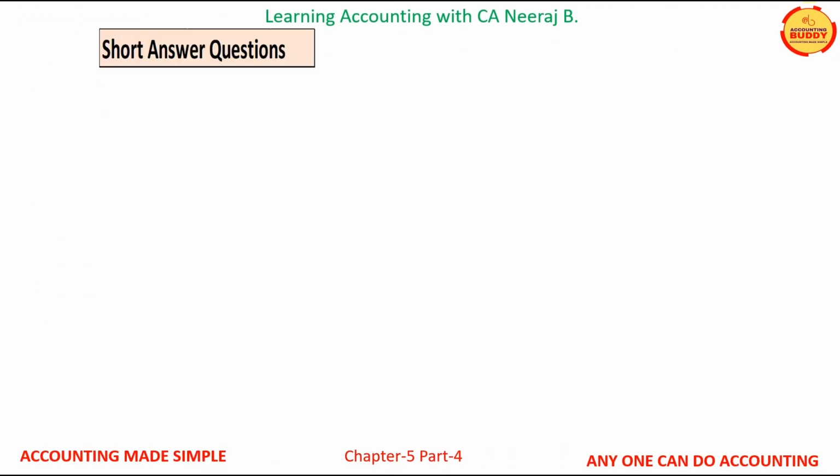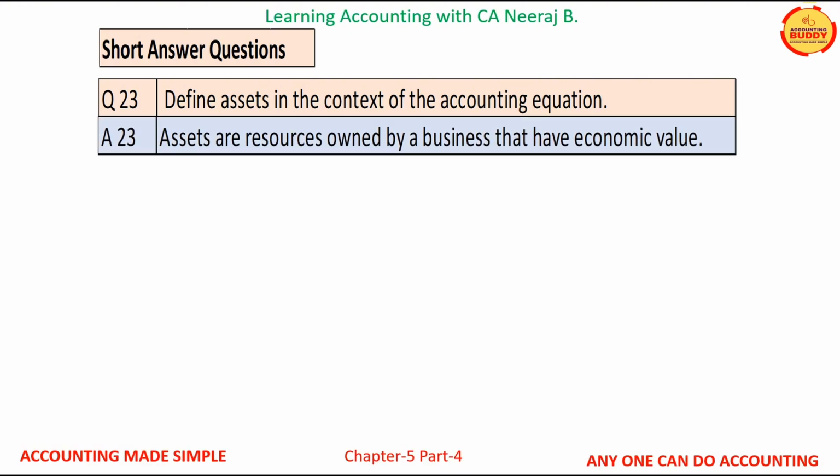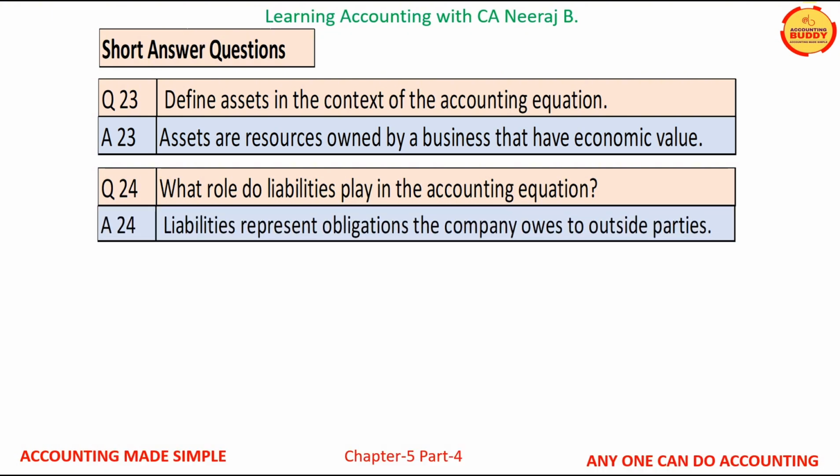Let us now attempt short answer questions. Question number 23 on your screens is define assets in the context of the accounting equation. The answer is assets are resources owned by a business that have economic value. Question number 24. What role do liabilities play in the accounting equation? The answer is liabilities represent obligations the company owes to outside parties.